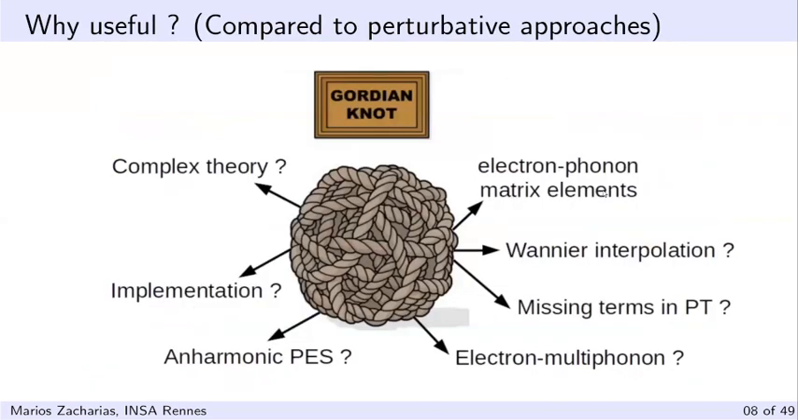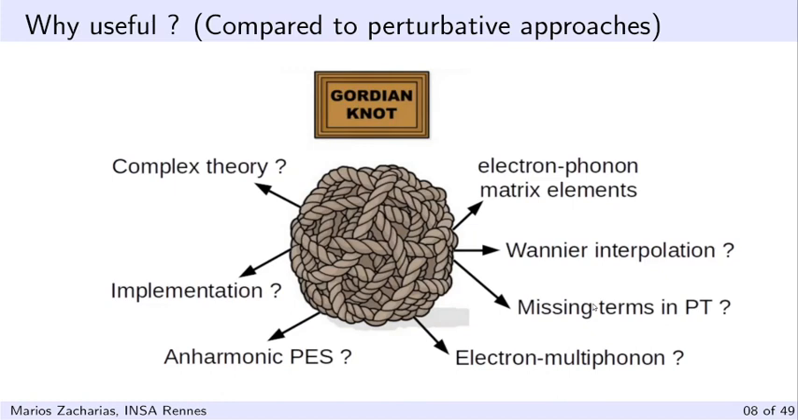So why is this methodology useful compared to perturbative approaches? Sometimes perturbation theory might involve very complex theory, and even the implementation in a code might be even more complex. And if you also have anharmonicity in the potential energy surface, it might be even more difficult to do the theory and also the implementation. You need to evaluate the electron-phonon matrix elements explicitly, and sometimes it might require some linear interpolation to go to very fine q grids.